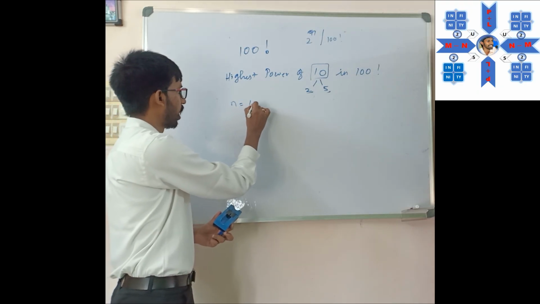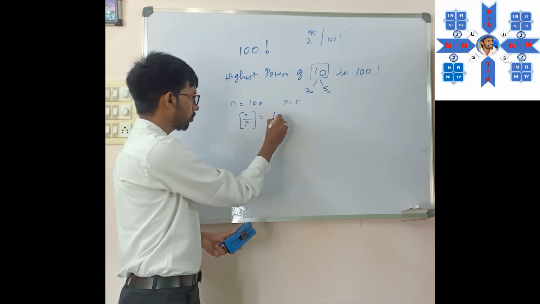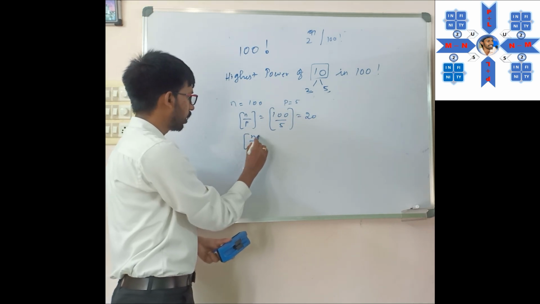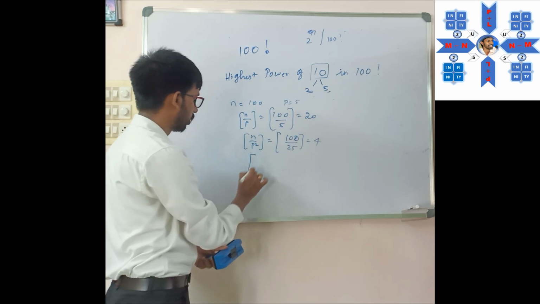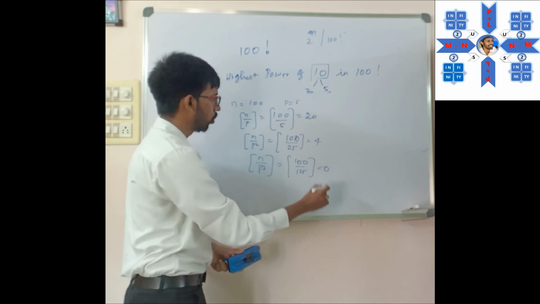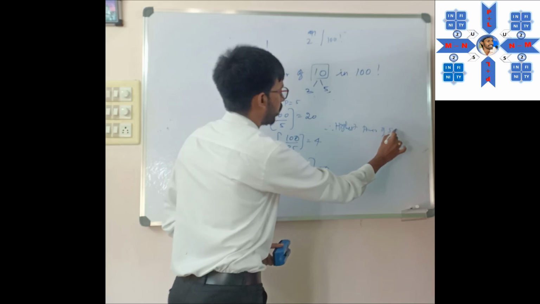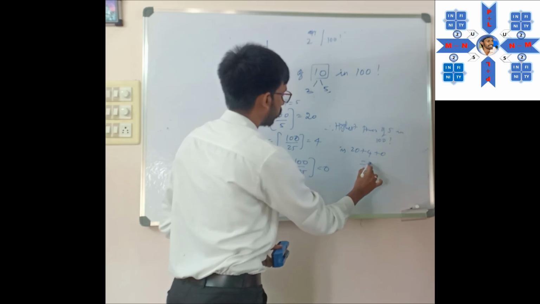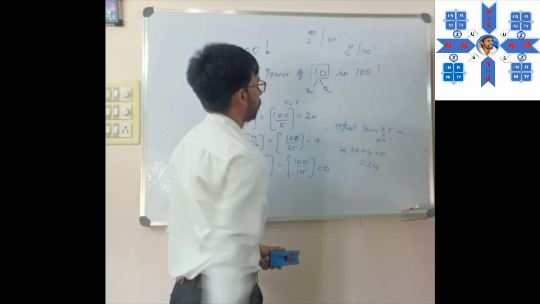So n equal to 100, p equal to 5. Therefore, n by p equals 100 by 5, that is 20. n by p square, 100 by 25, is equal to 4. n by p cube, 100 by 125, will be 0. Therefore, the highest power of 5 in 100 factorial is 20 plus 4 plus 0, which is equal to 24. Therefore, 5 power 24 divides 100 factorial.